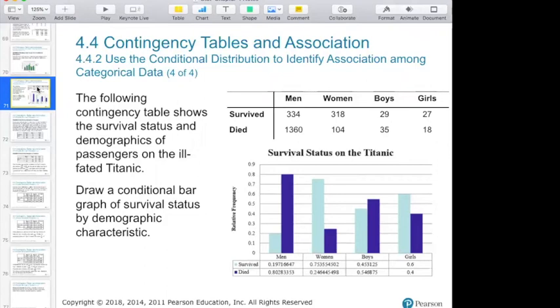We can make lots of assumptions here. If you notice, the largest death toll, 80%, was the men, followed by the boys, and then the girls, and then the women. So if you're looking at that darker bar and looking at those death rates, you can look at those percentages. Most of the women survived. Most of the girls survived. So we can make some assumptions as far as how this goes.